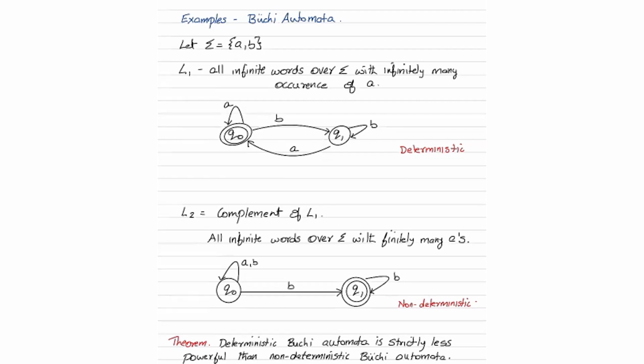The run of the automaton is again an infinite word, but now over states, an infinite sequence of states. If in that infinite sequence you see good states infinitely often, then you accept. That's the definition.